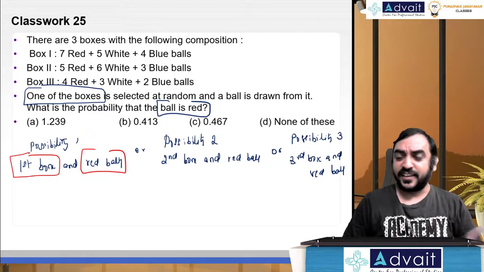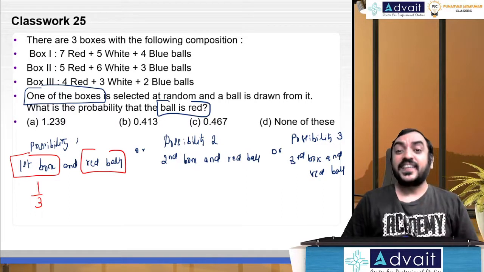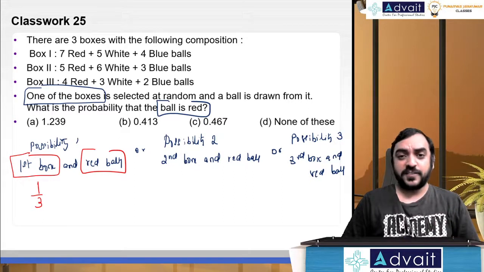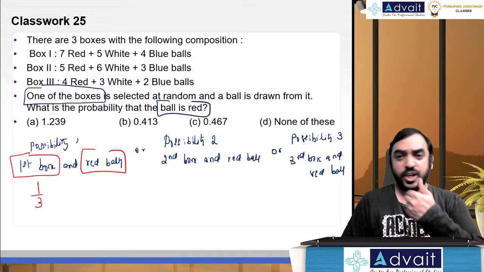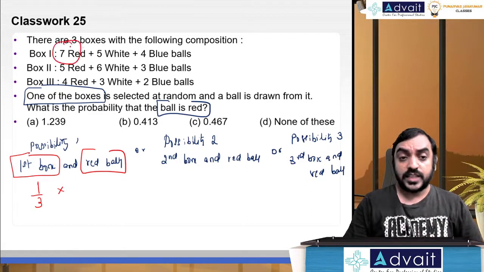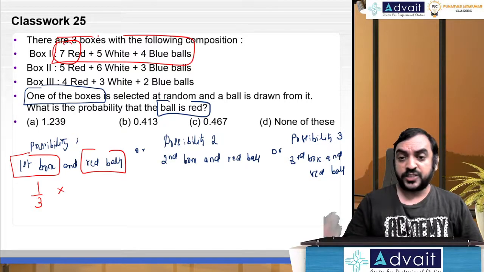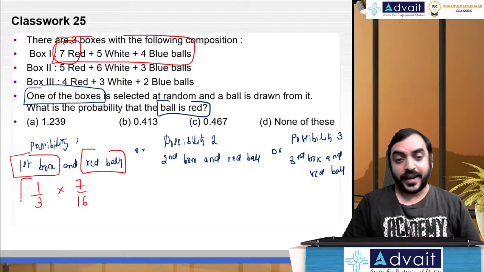3 boxes are there. So 1 by 3, isn't it? That's all. 3 boxes are there. 1 by 3. 5 candidates are there. Probability 1 by 5. Random experiment. All are equal events. And means multiply. Now selecting a red ball. 7 plus totally how much? 7 plus 5, 12. 12 plus 4, 16. So 7 by 16. And so we multiplied.